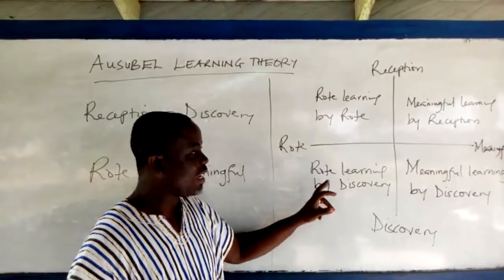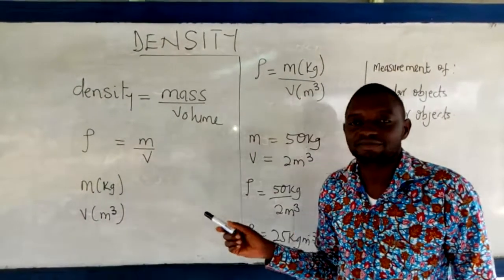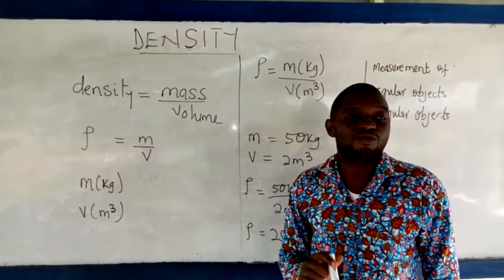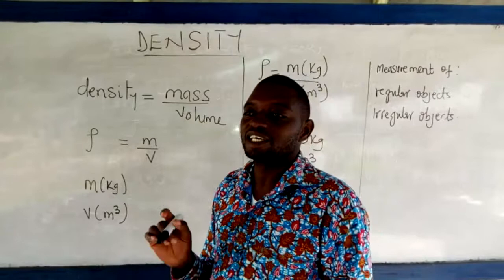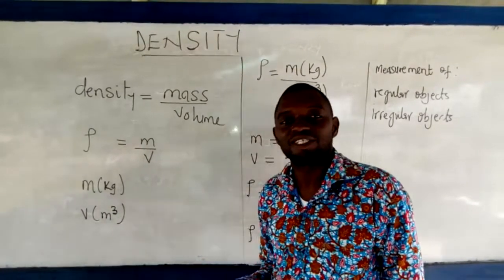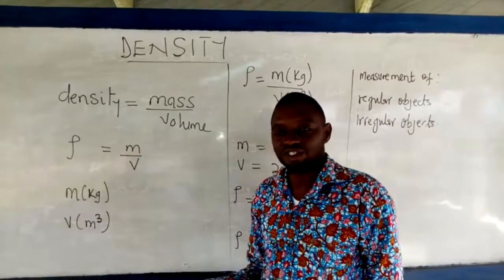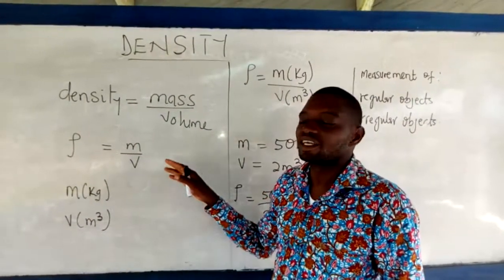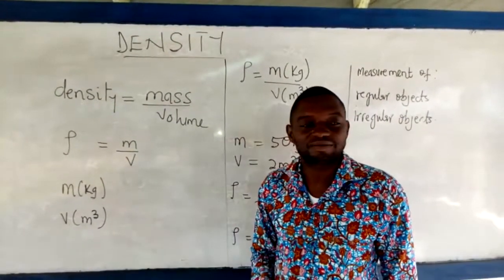Rote learning by discovery. Today we are going to look at density. As we learned the other time, density is one of the derived quantities. A derived quantity, as we learned the other time, is one that depends on 2 or more other physical quantities. So the density, by definition, is the mass per unit volume of a given substance.